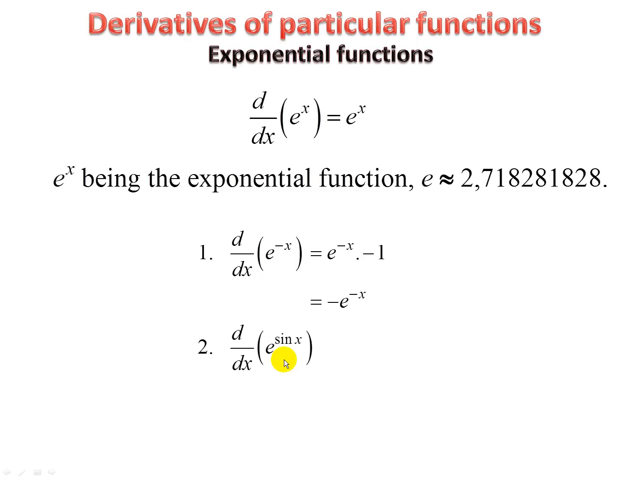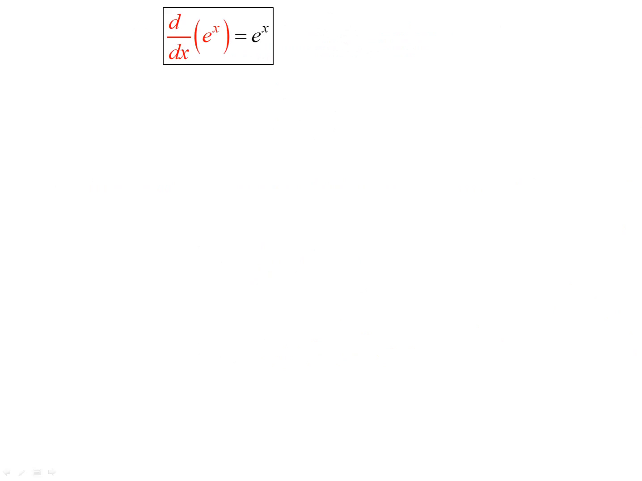Next one, e to the something, so there's your outside function, and it'll stay e to the something, and then you must differentiate the inside function. So there we are, e to the sine x, and then the derivative of sine is cos x. Let's have a look at a few examples here now too.